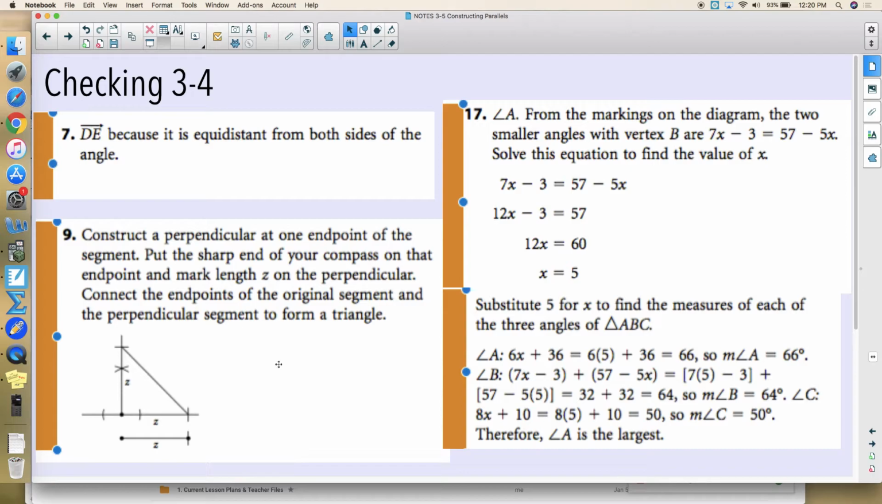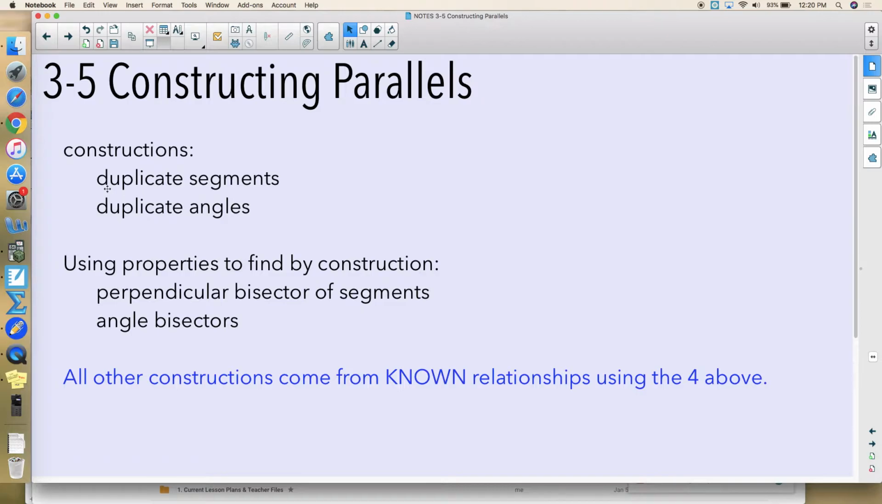So in 3-4, you had a few covered up, so pause the video here, be sure to check those. In 3-5, the goal is to be able to use the 4 constructions that you already know, and they're listed here, in order to take known relationships and build other items. You've built squares and rectangles by construction using those 4 already, and now you're going to continue to do that. So it brings in the deductive reasoning and the properties with your constructions as tools, and the reasoning belongs to how you're going to make those simple tools do something bigger.